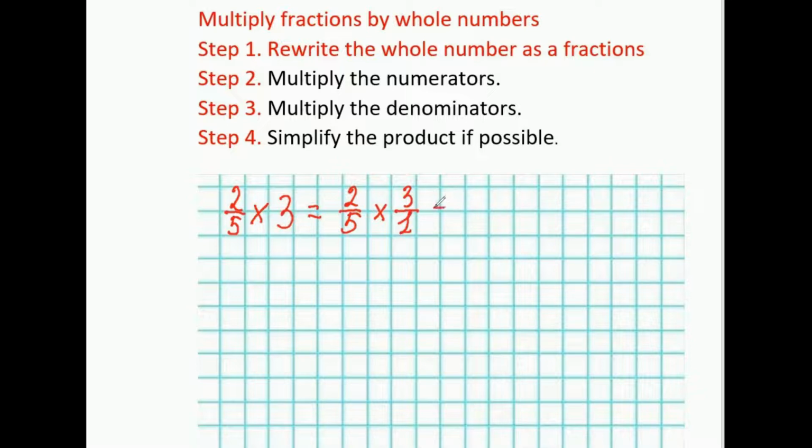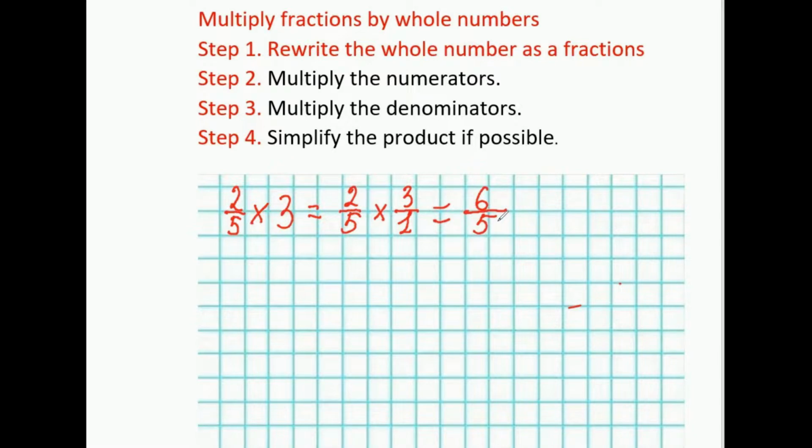So step number 2, multiply the numerators. 2 multiplied by 3, you get a 6. Step number 3 in this case, multiply the denominators. It will be 5 multiplied by 1, you get a 5. Step number 4, simplify the product if possible.